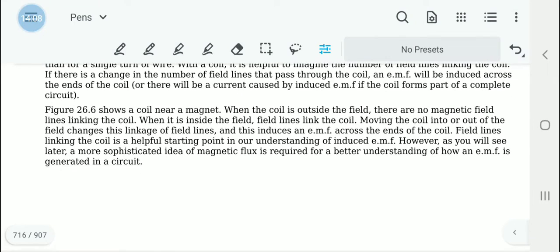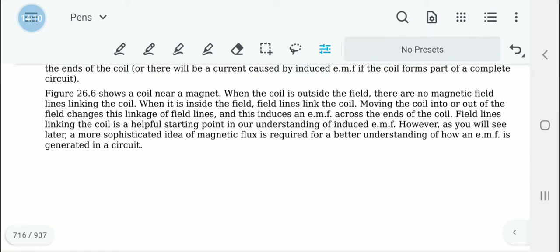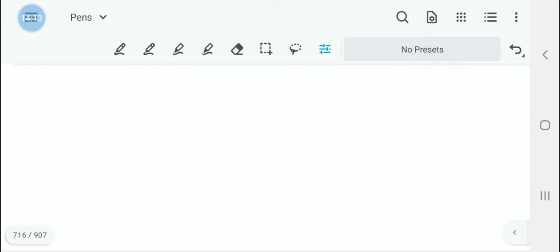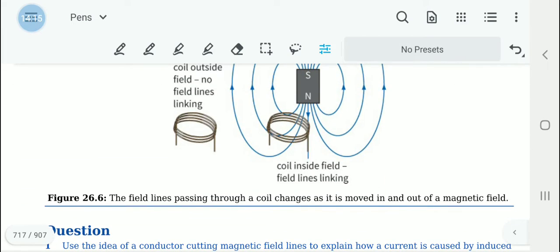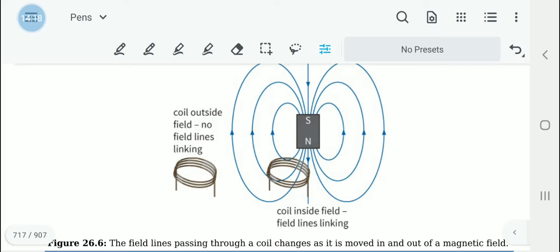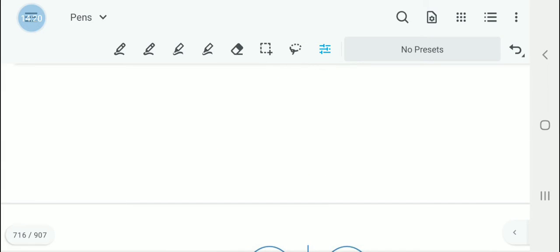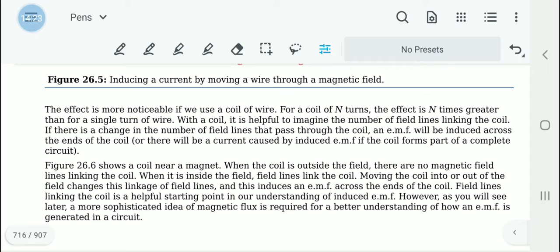So now in the next diagram, 26.6, I suggest that you look at it. It shows a coil near a magnet. There is a coil outside the field, right? So it does not link to any of the field lines. When the coil is outside of the field, no magnetic field lines link the coil. When it is inside the field, there are field lines linking the coil. If you move the coil into or out of the field, then an EMF is induced.